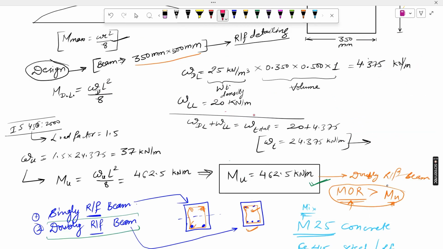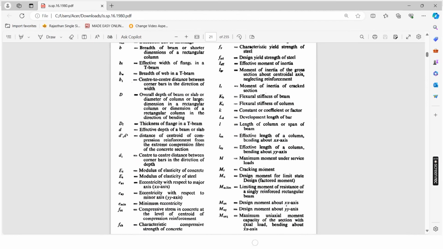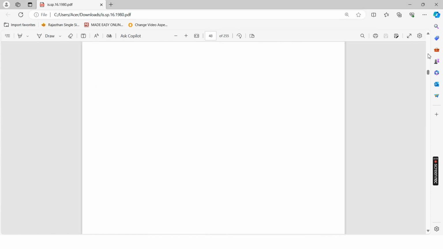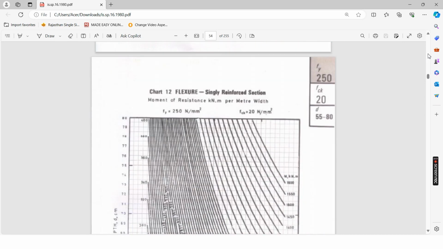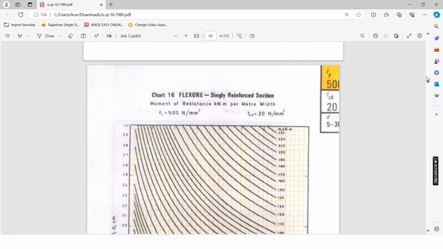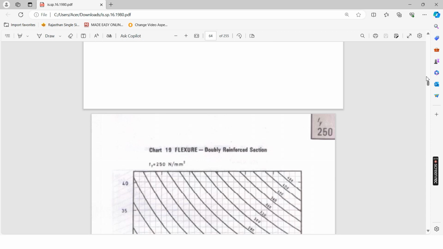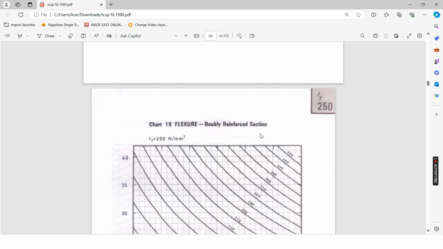So now we go to our last page, and okay, d dash I have covered, because by this way I can cover all the things. So now I go again. So there are some parts. Okay, the chart number 12, that is for singly reinforced. If you want to design the singly reinforced section, then you have to just see these values and design. But I have to design what? Doubly reinforced. So I have to go below, doubly reinforced. These are the doubly reinforcement parts.